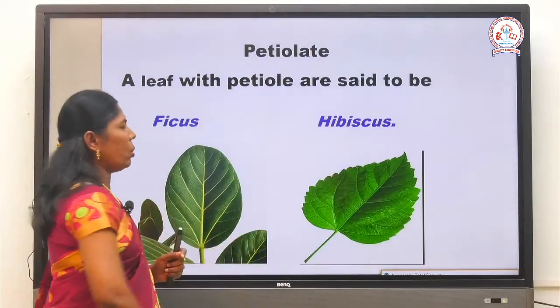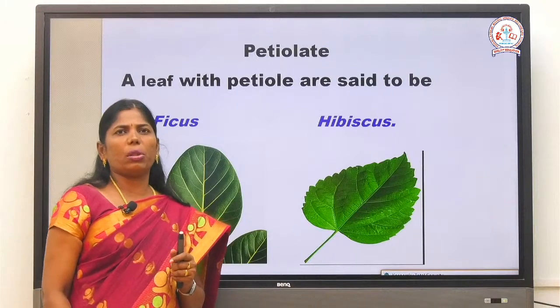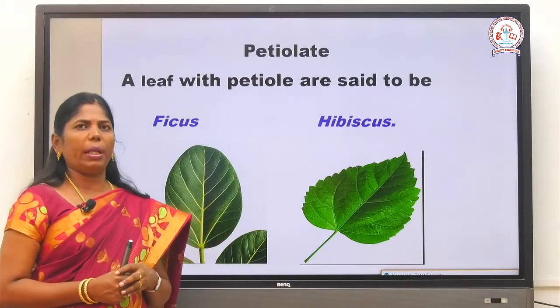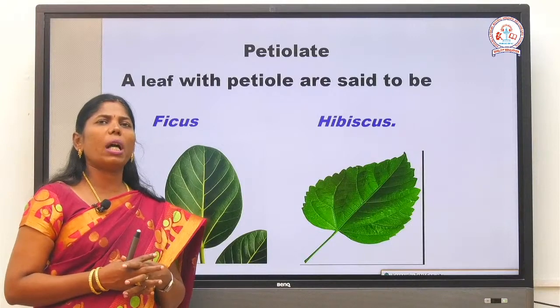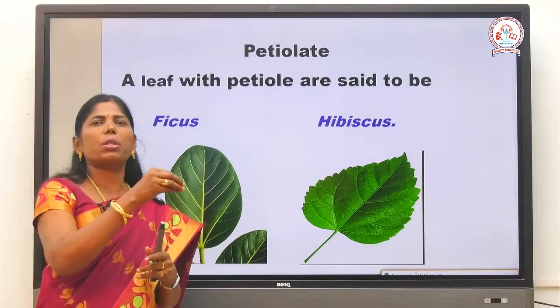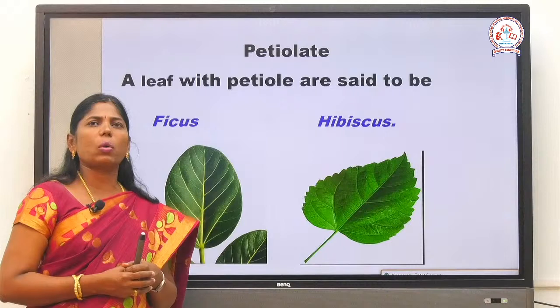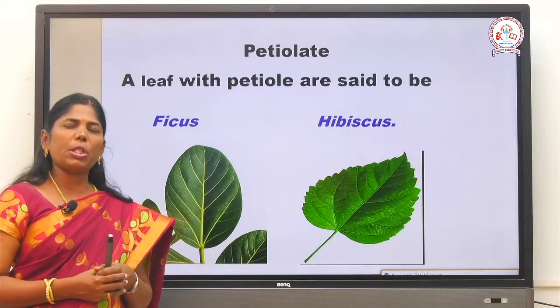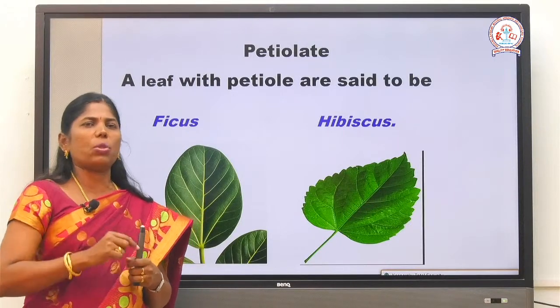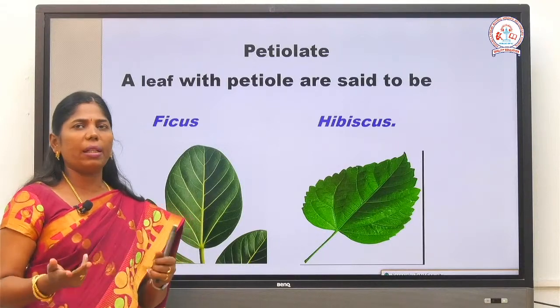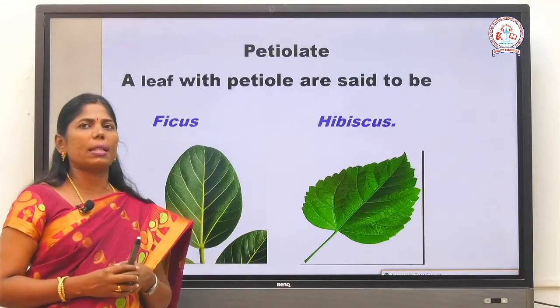What is petiolate? A leaf with a petiole is considered petiolate. Some leaves do not have a petiole and are directly attached to the branches. That is called sessile. So, a leaf with a petiole is petiolate, and a leaf without a petiole is considered sessile.